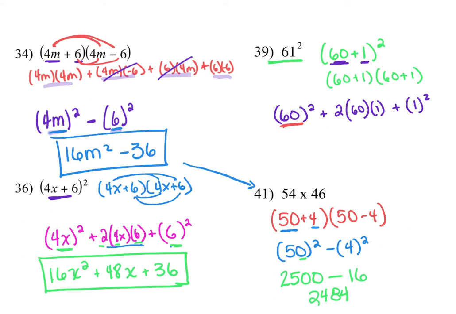When I square this guy, remember, square the 6. What is 6 squared? It's 36, and I'm going to have 2 zeros after that because I squared it. 2 times 60 times 1, that's 120, right? Plus 1. So I'm going to get 3,721 as my answer there.